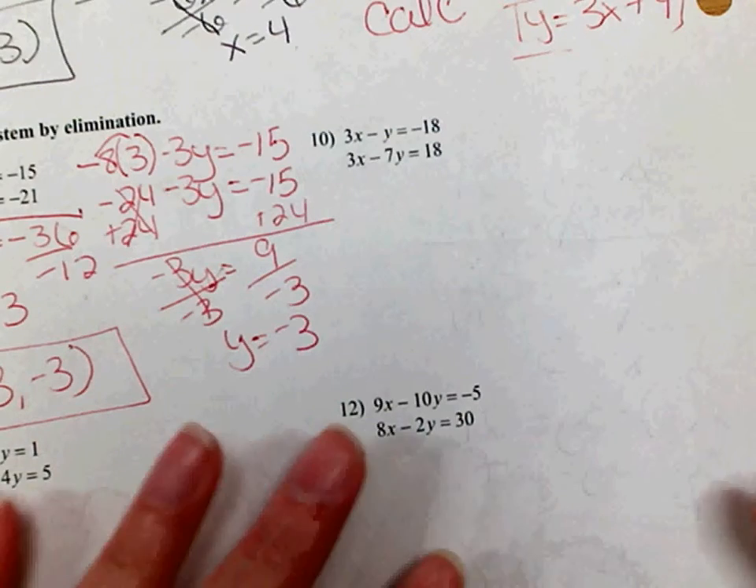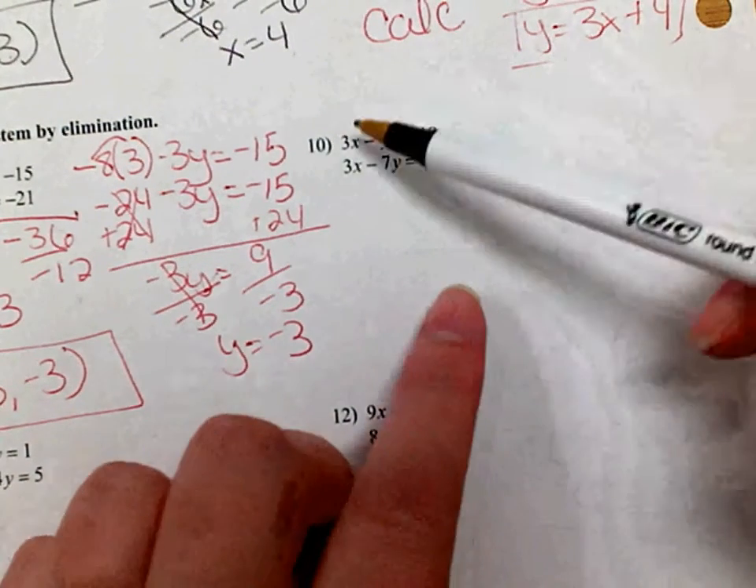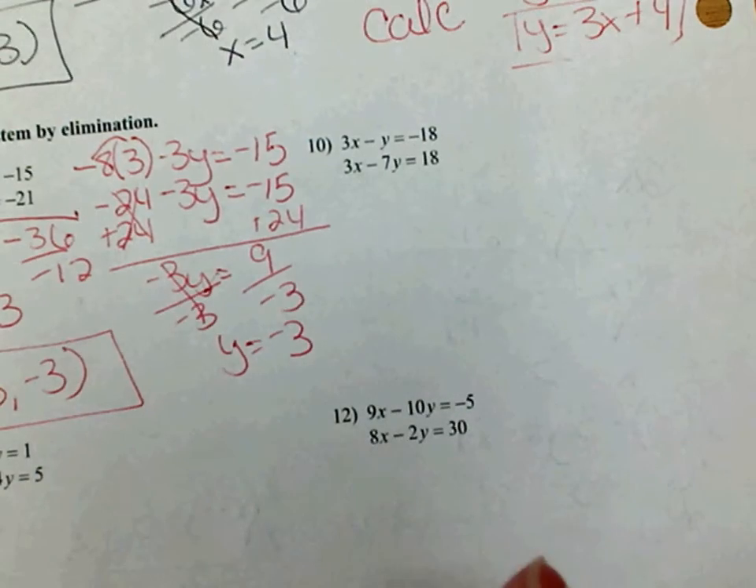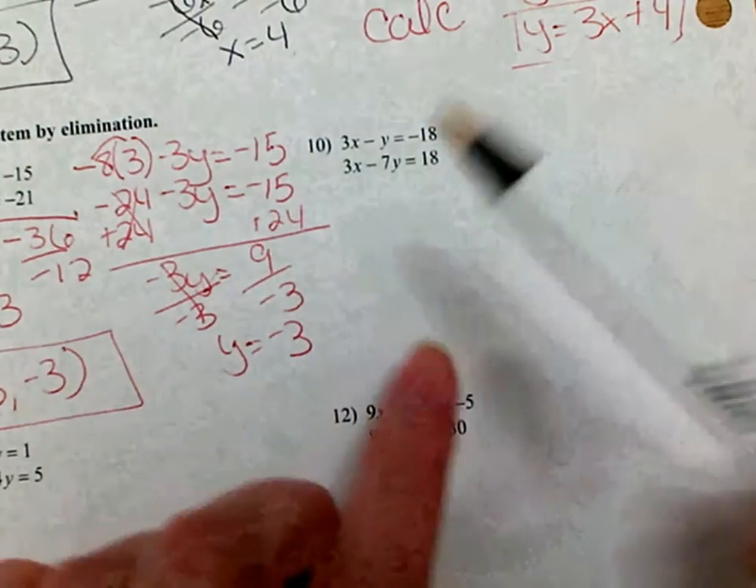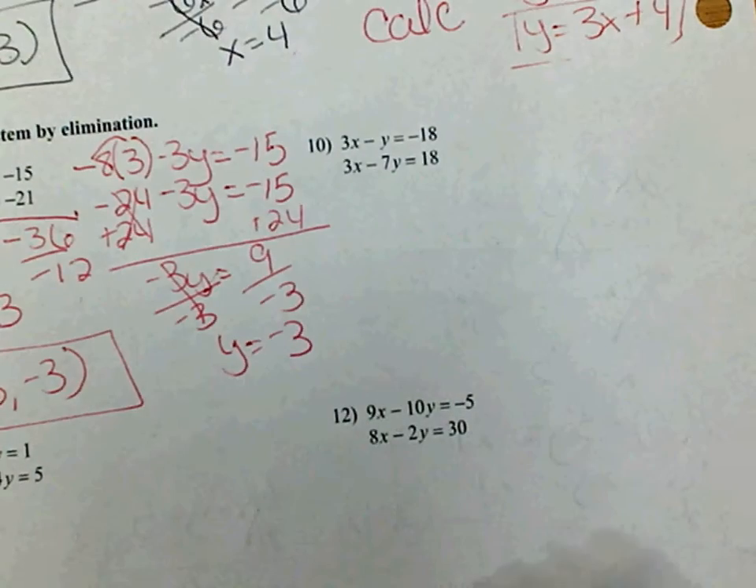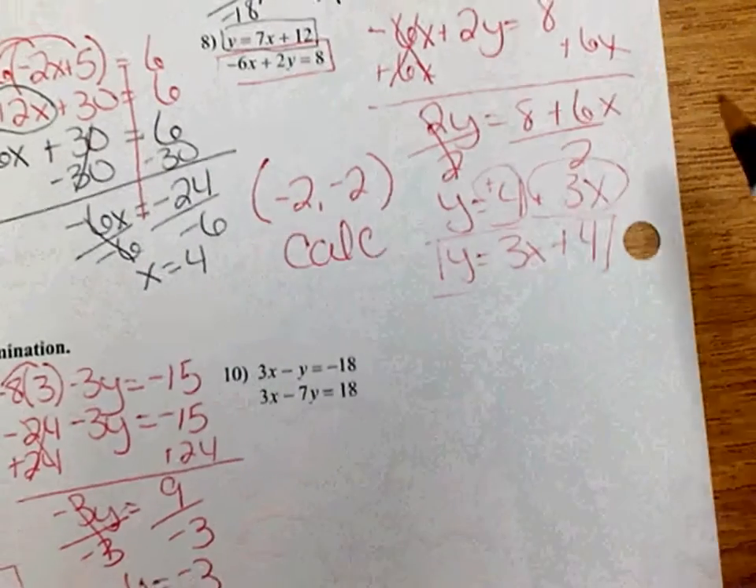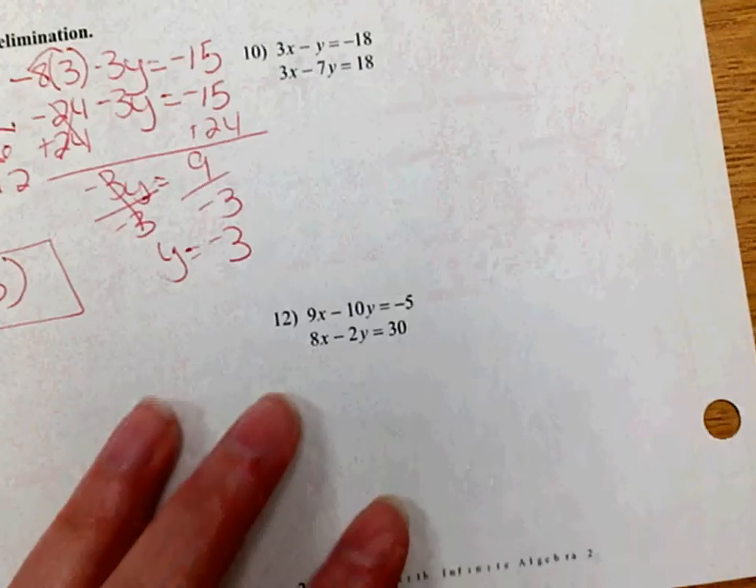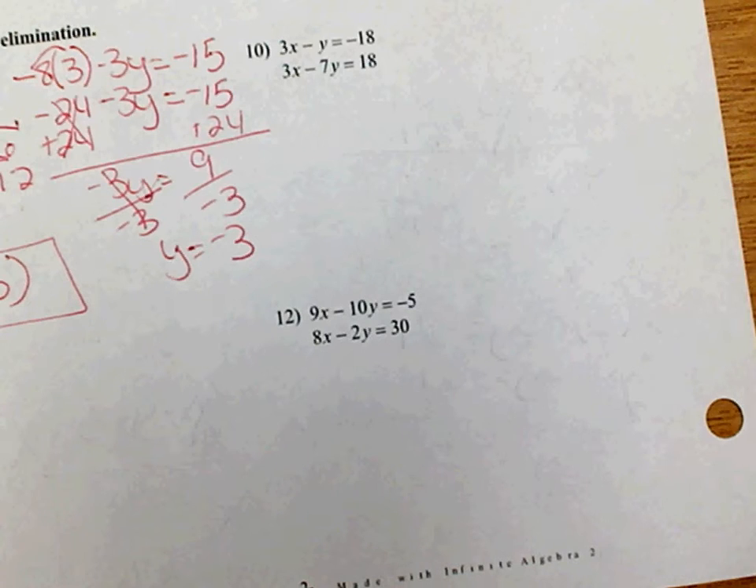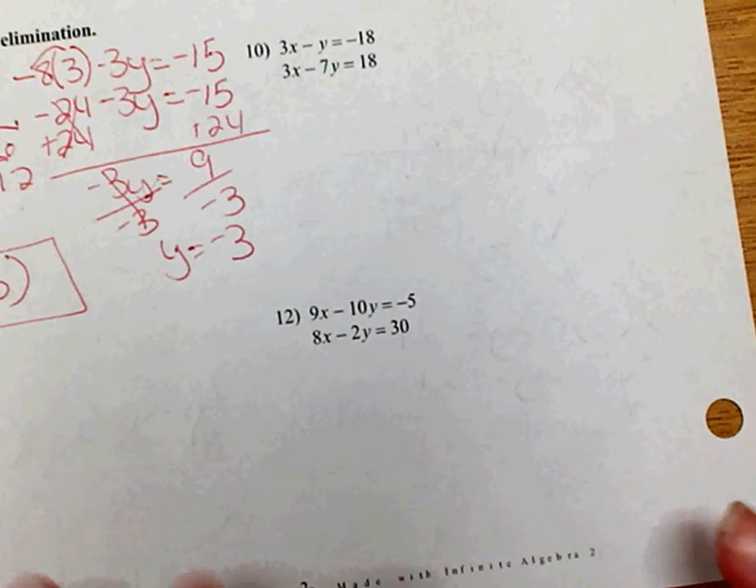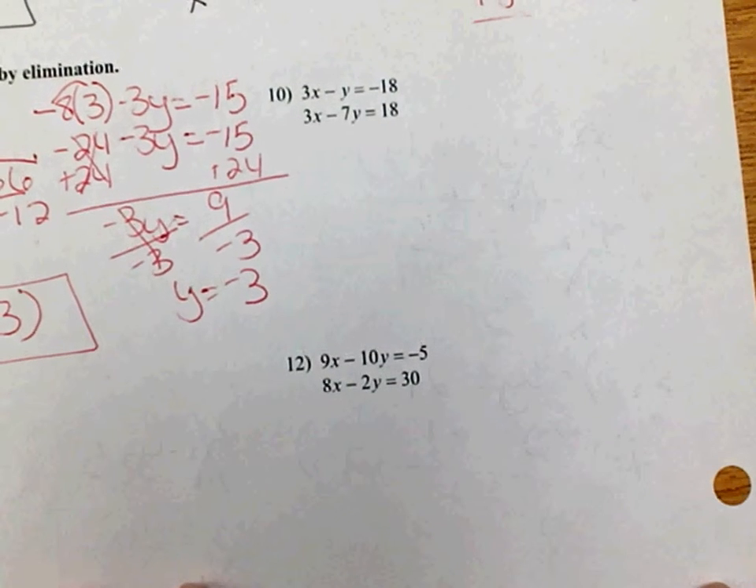Okay, so number 10, I noticed that it is in standard form, so I can't just put it in the calculator because it's not y equals. I would have to solve it for y first. If I wanted to put it in the calculator, that would be like what I did on number 8. But for me personally, I think that's more work than it's worth. I like to do elimination when they're both in that form.